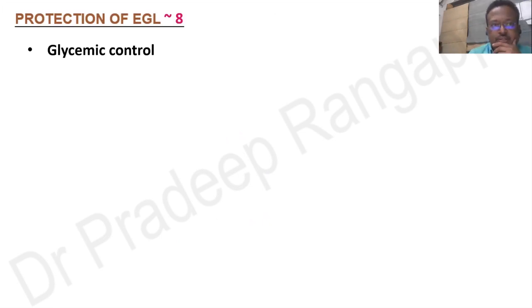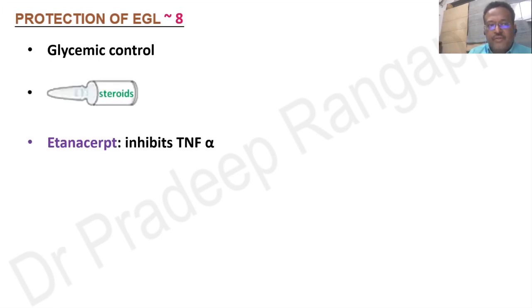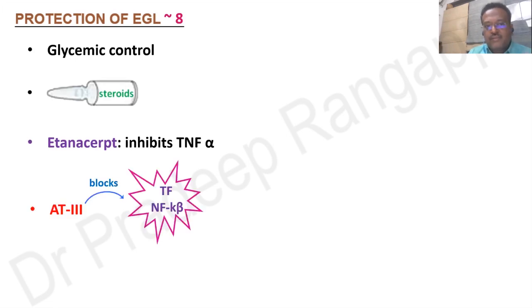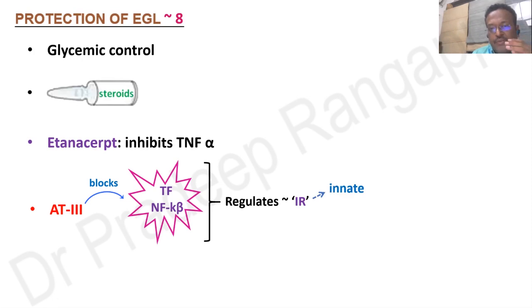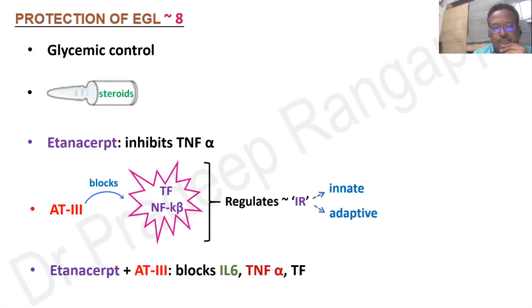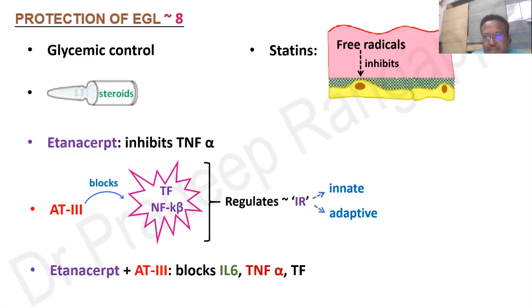So just last, I'll take 1 or 2 minutes extra. Protection of EGL is predominantly by maintaining a good milieu internally, good glycemic control, and use of steroids, and they've used etanercept, which inhibits tumor necrosis factor alpha. Antithrombin 3 blocks the transcription factor nuclear factor kappa B, and it regulates the immune response, both innate and adaptive. And etanercept, along with antithrombin 3, has been shown to block IL-6, tumor necrosis factor, and the transcription factor.